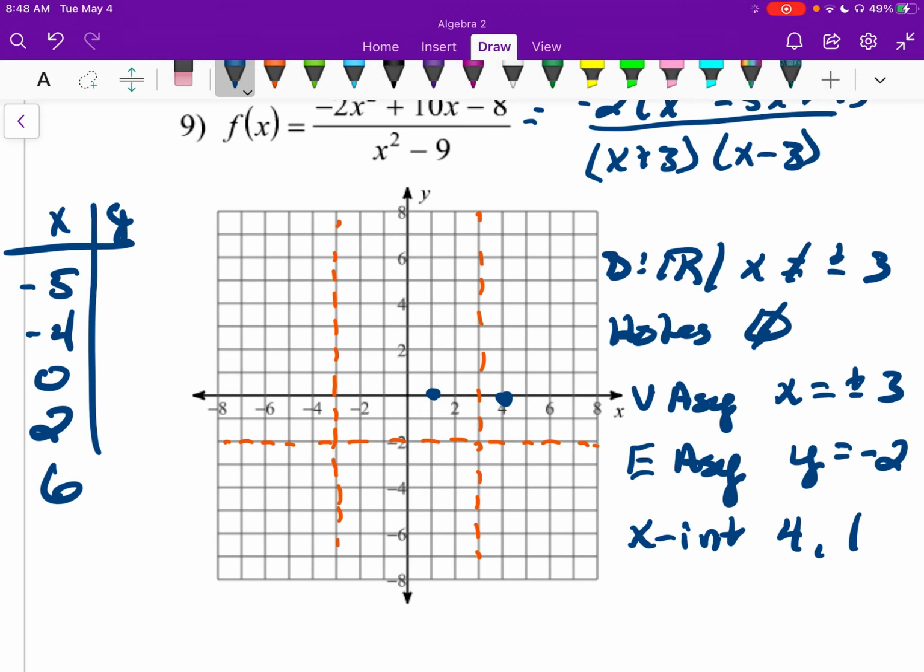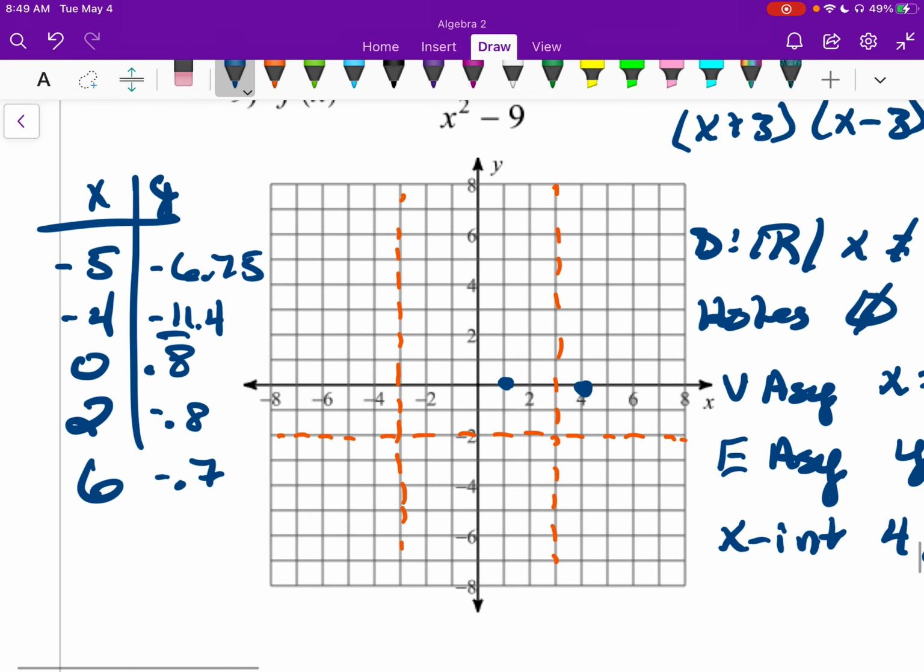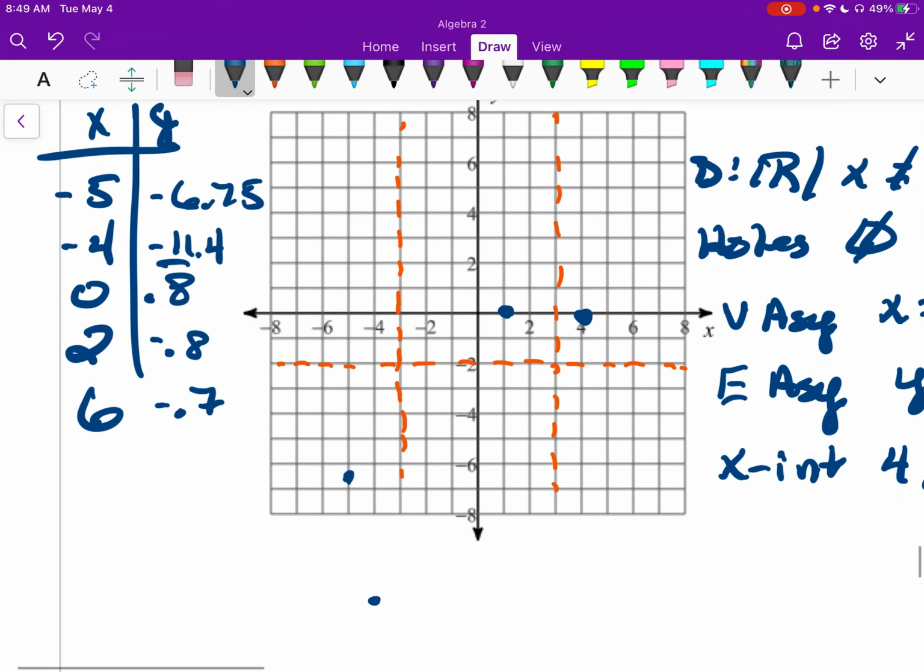Whenever I plug these in, I get -6.75, -11.4, 0.8 repeating, -0.8, and -0.7. All right, -5, -6 3/4 will be down here. -4, -11 will be somewhere in this region. So this will do a swoop like that.